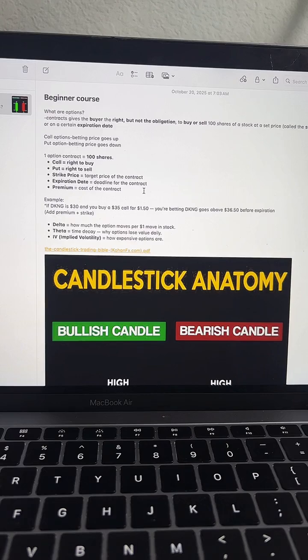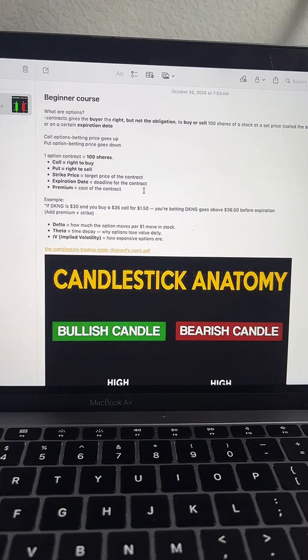Okay, so if you are betting that a stock is going to go up, you're going to be buying call options. If you are betting that a stock is going to go down, you're going to be buying put options. Each contract represents 100 shares. Calls are the right to buy, puts are the right to sell. You have your strike price, which is essentially the target price of the contract. You have your expiration date, which is your deadline for the contract. You have a premium, which is the cost of a contract.